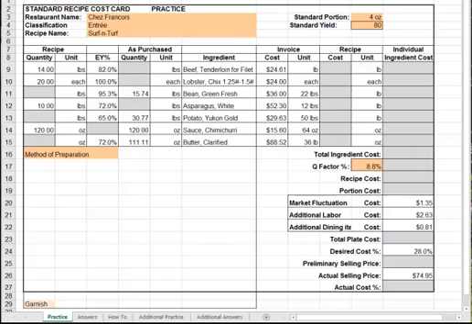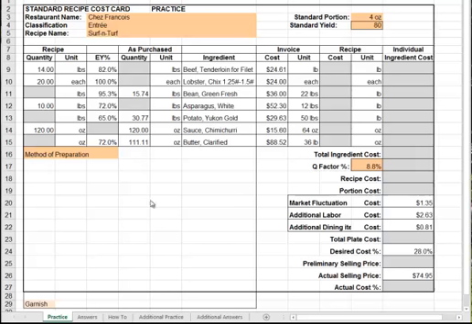Standardized recipe cost cards. This lesson is going to discuss with you the extension of a standardized recipe from the planning and organization and the testing phase to now we're going to cost out our recipe, which will give us a lot of important information that we can use within our business.